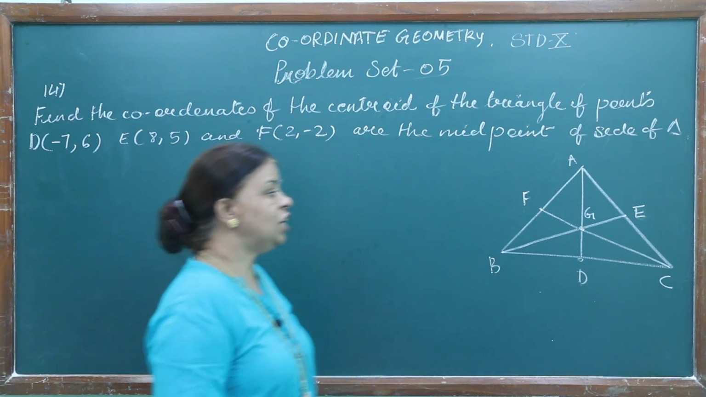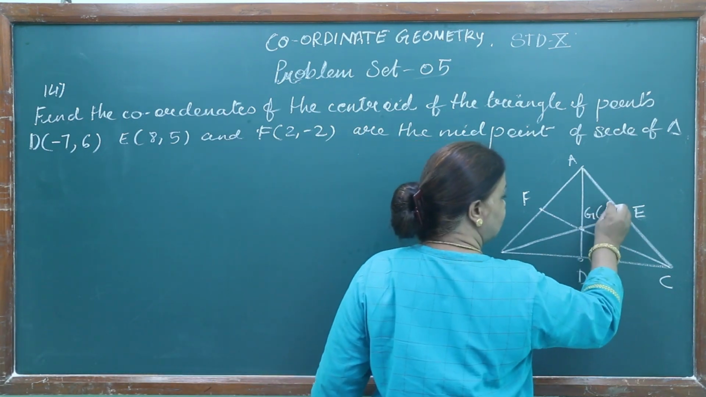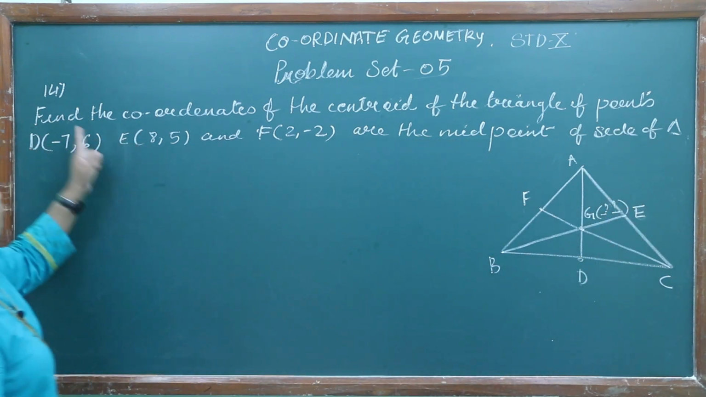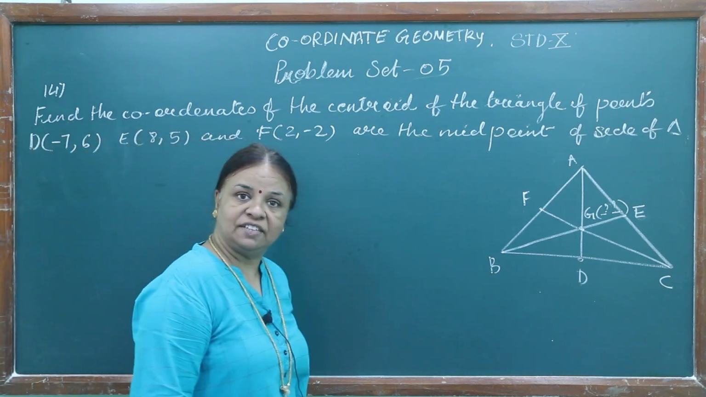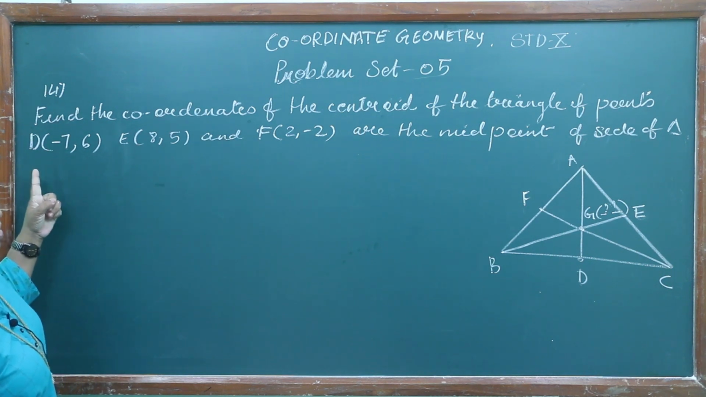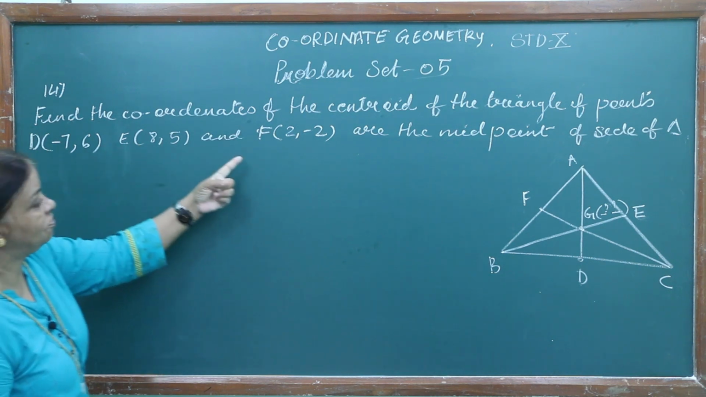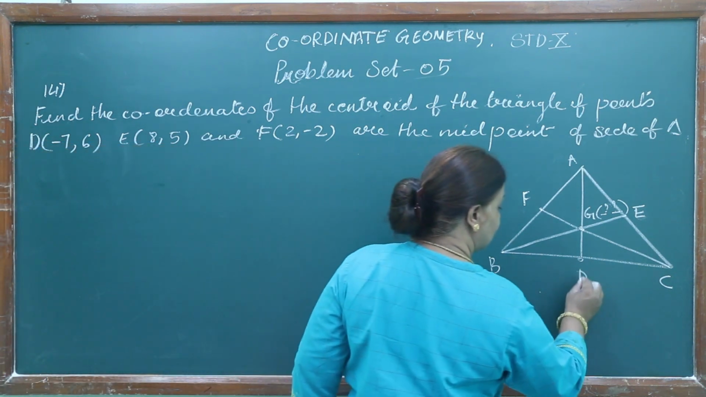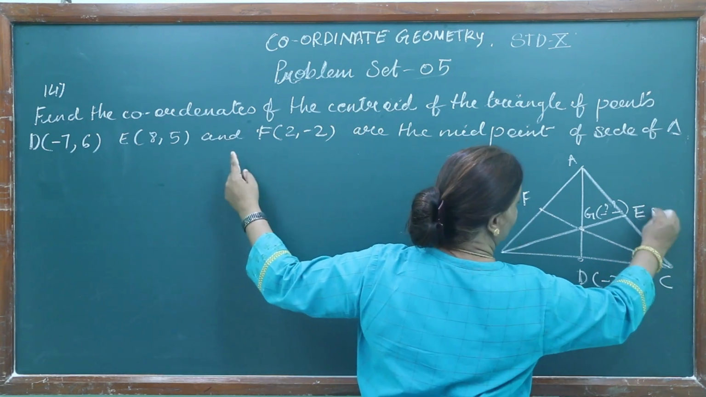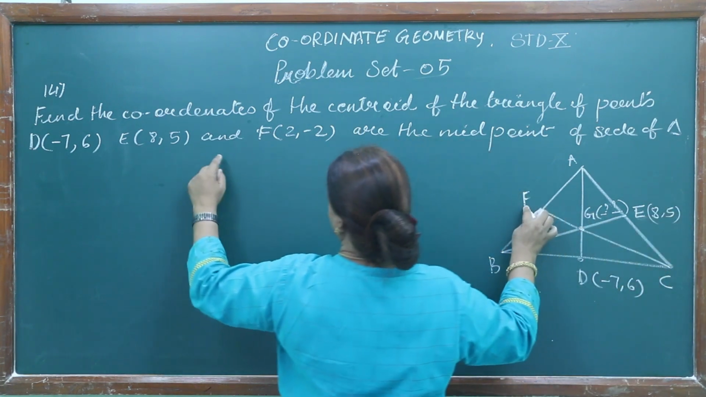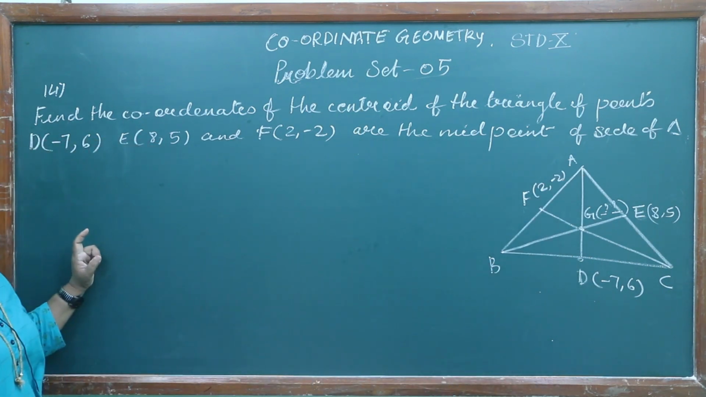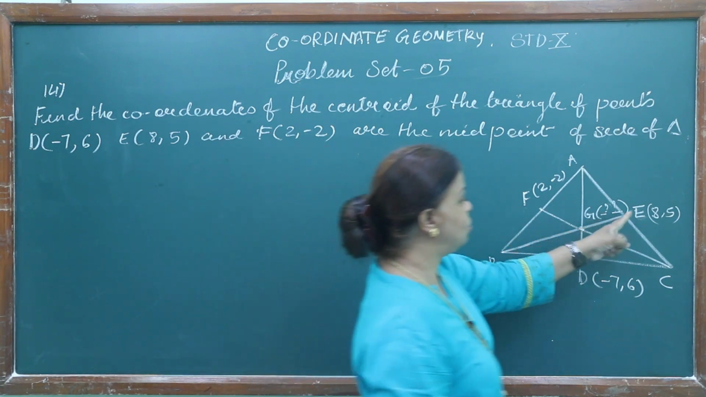Okay, so we need to find out the coordinate of the centroid. This coordinate we need to find out. That is what they are asking. Find the coordinate of the centroid of the triangle. And here the coordinates of the triangle, the centroid of the triangle, the points D, E, F are the midpoints. So D is minus 7, 6, E is 8, 5, and F is 2, minus 2. So these are the coordinates of the midpoints, and we need to find out the coordinate of the centroid.